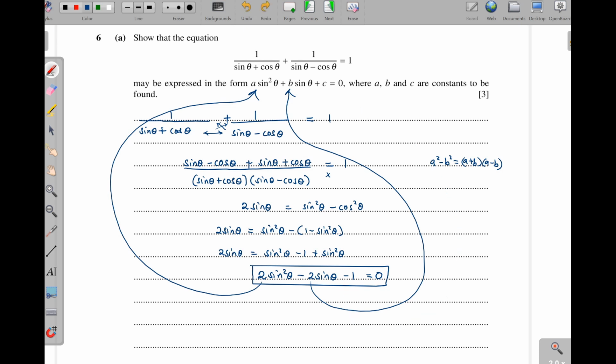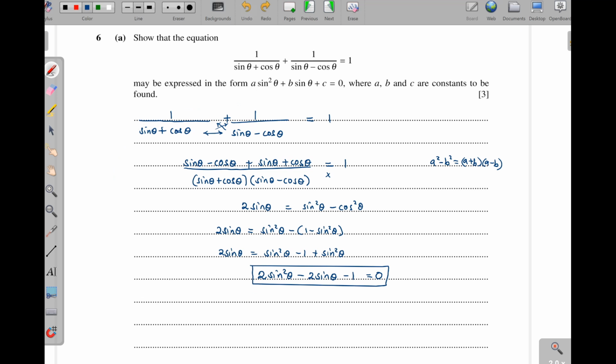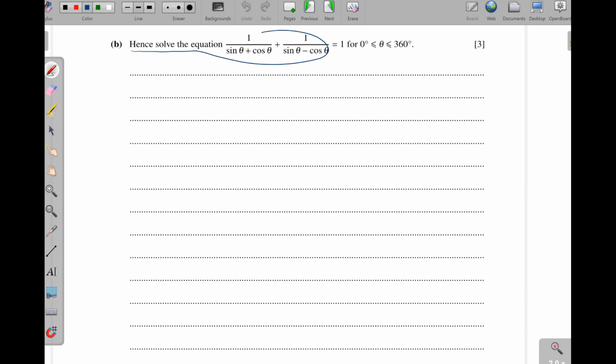Since they said that A, B, and C are constants, they can be positive or negative. So don't be confused, because here I'm having the minus, and then here you're having a plus. No, B can be plus or minus. Okay. Then part B, hence solve this equation here.